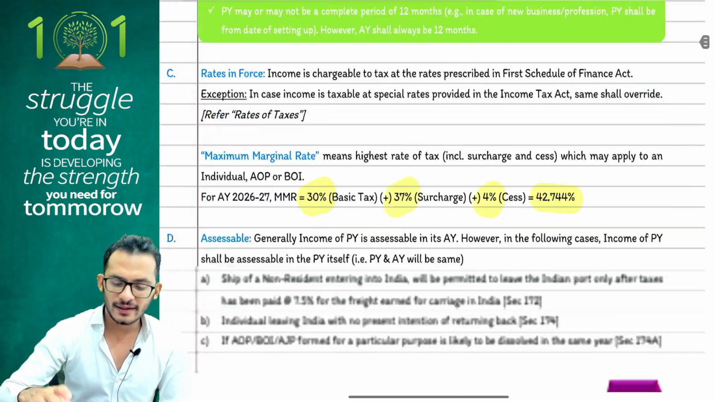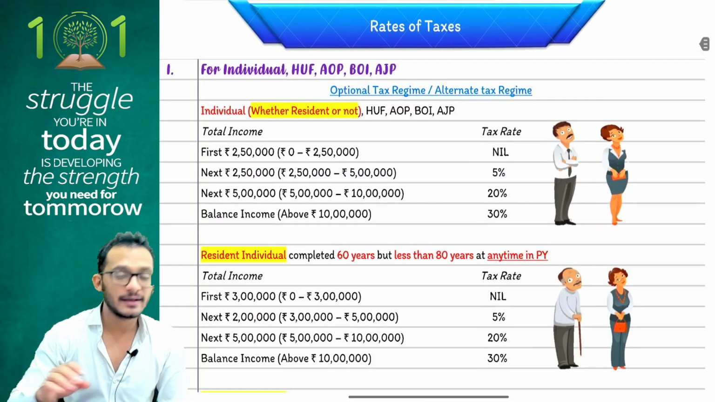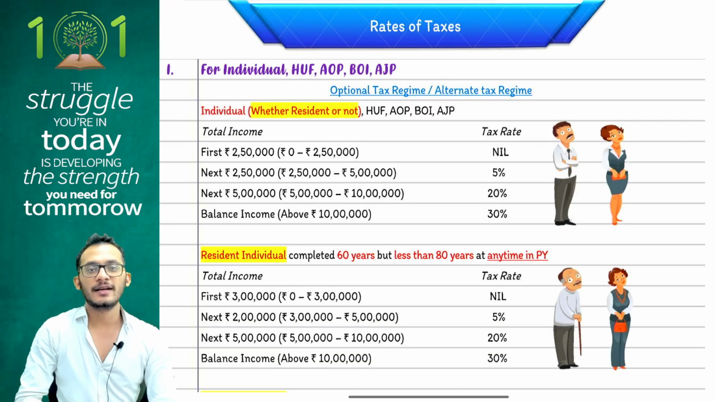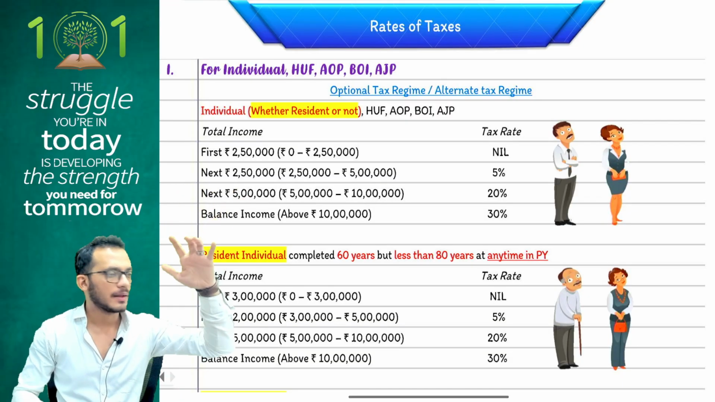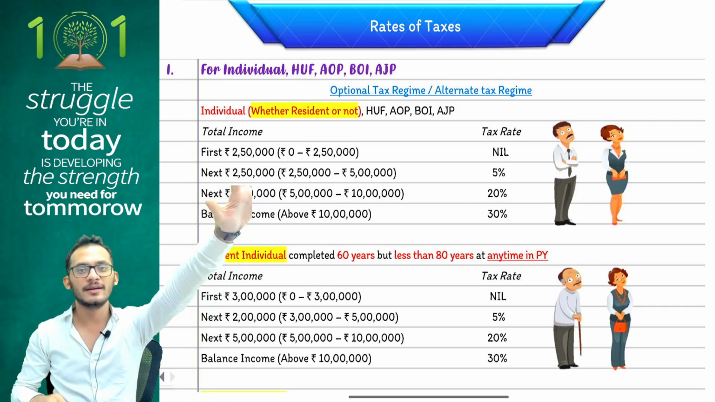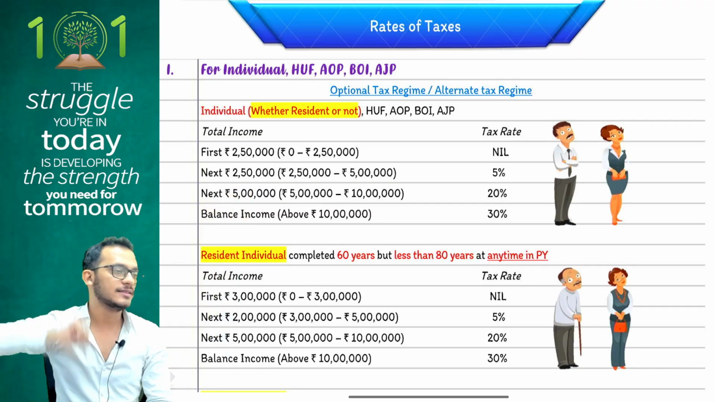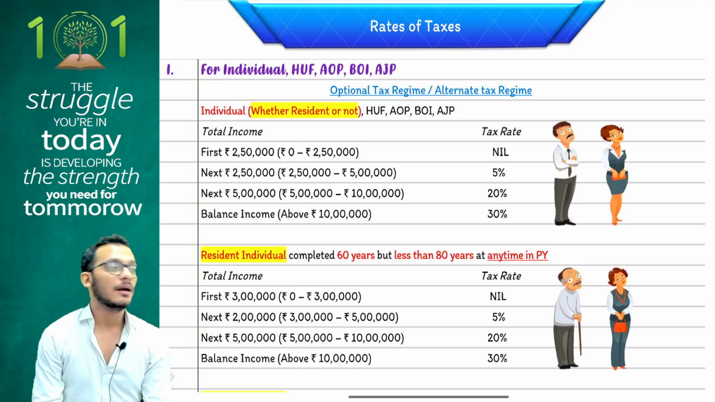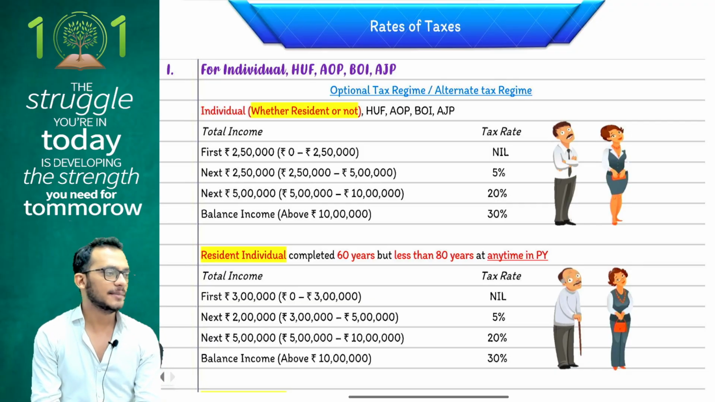With this we started the next discussion, people, of chapter 2, which is called rates of taxes. We said when it comes to rates of taxes, we will first start with the individual. An individual will be split into 2 categories. One is the old regime, one is the new regime, or what we call ATR and DTR, alternate regime and default regime.